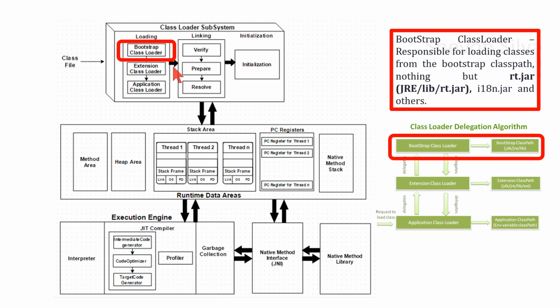Now we are focusing on the Bootstrap class loader. In loading, the Bootstrap class loader is responsible for loading classes from the Bootstrap class path, nothing but rt.jar, i18n.jar and others. rt.jar means runtime jar file, which is located in the lib directory, which is in the JRE directory, and i18n.jar is responsible for internationalization.